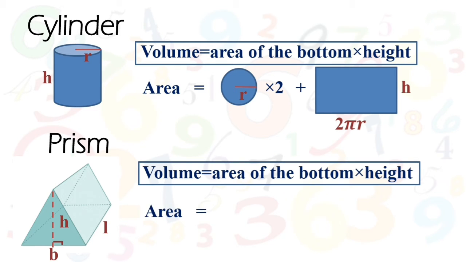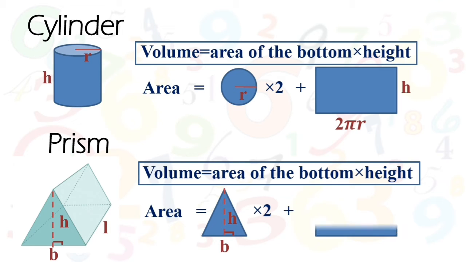Then to find out area, as you can see, there are two triangles, where the perpendicular height is h and the base is b. Then you have to multiply it by 2. That means after you found the area of one triangle, you can multiply that answer by 2. And there are three rectangles. If the triangle is equilateral, then length will be b, then length will be l. So you know the formula to find out the area of a rectangle, so you have to multiply length into breadth.